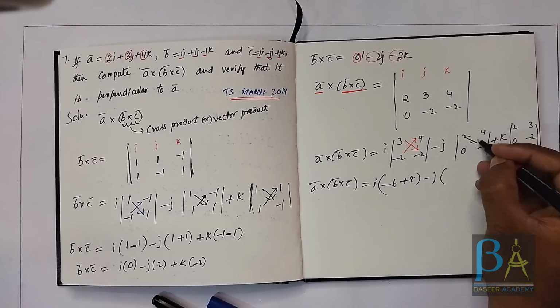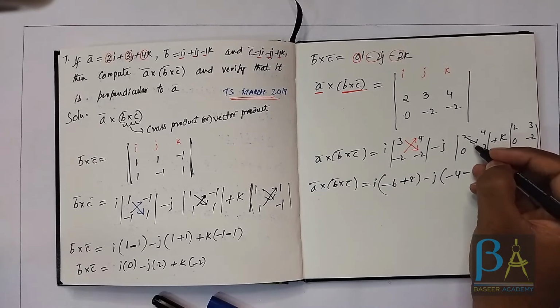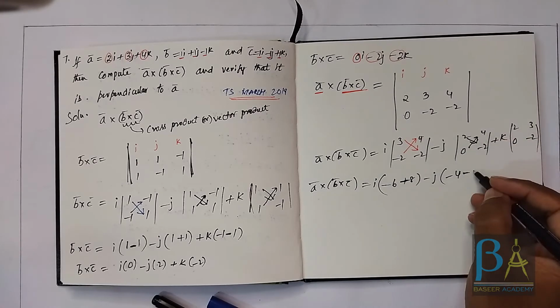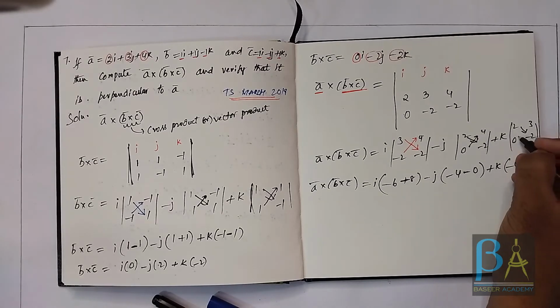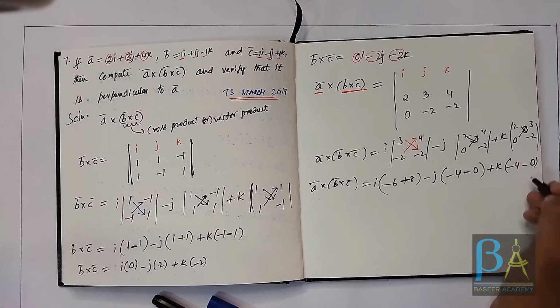Now, 2 into minus 2 gives you minus 4. Keep a minus sign, and then multiply these two numbers. 0 into 4 is 0. Now here, 2 into minus 2 is minus 4. Keep a minus sign and then multiply these two. 0 into 3 is 0.